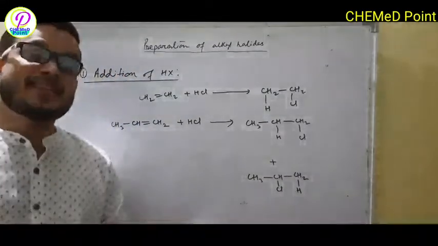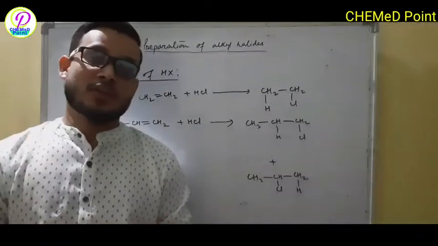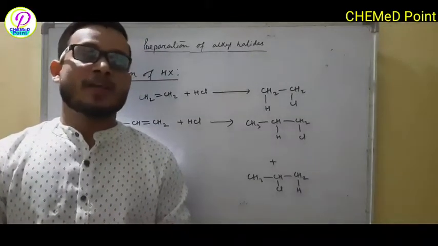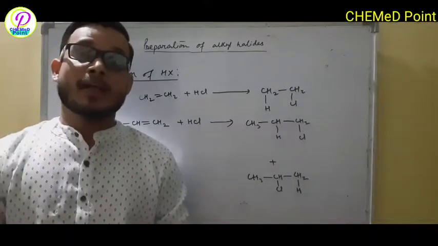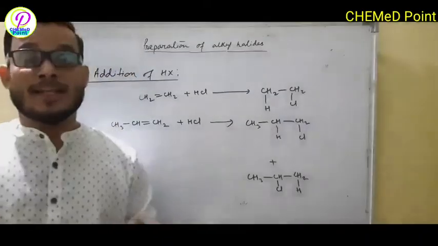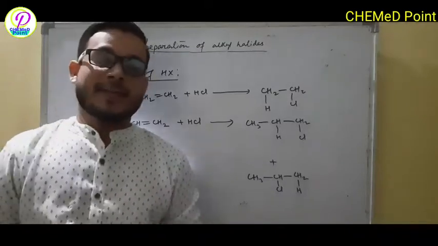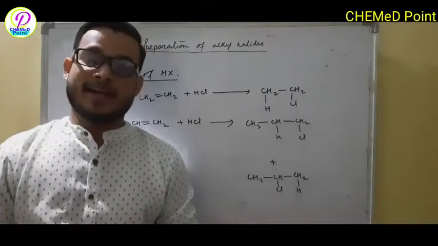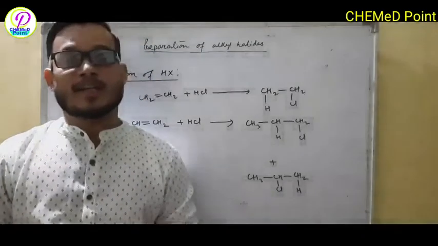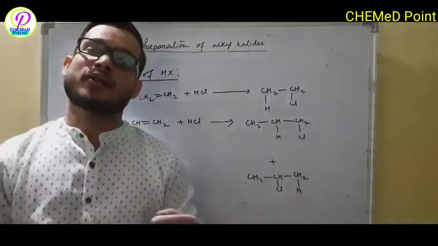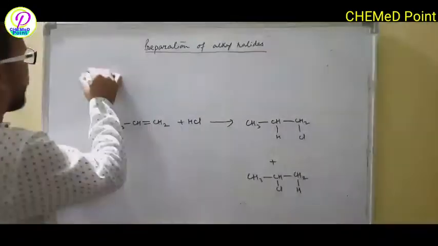This was nicely explained by a Russian scientist named Markovnikov, and he gave us an empirical formula known as Markovnikov rule. This rule stated that the negative part of an addendum is added to that double bonded carbon having less number of hydrogen atoms.